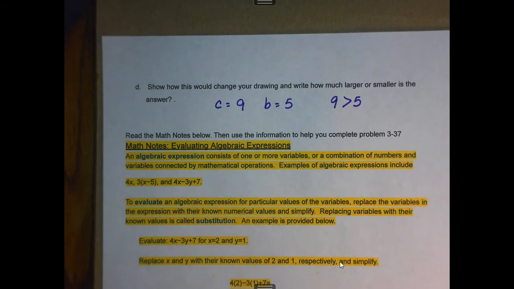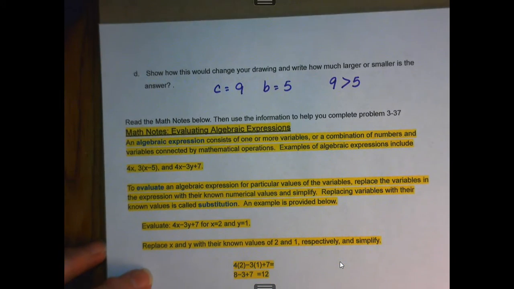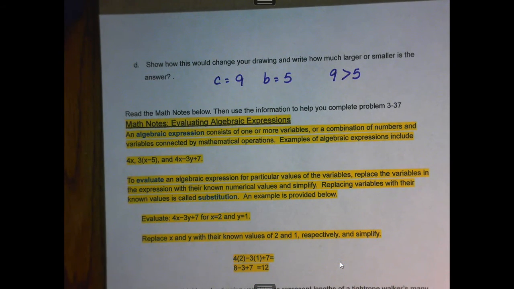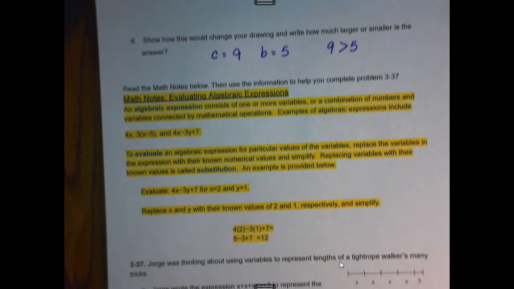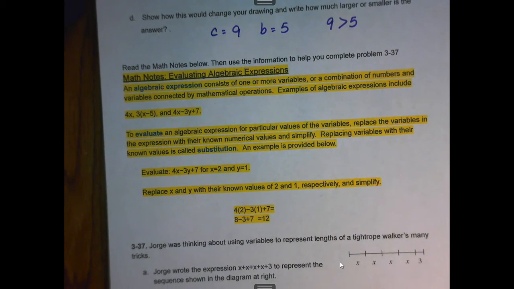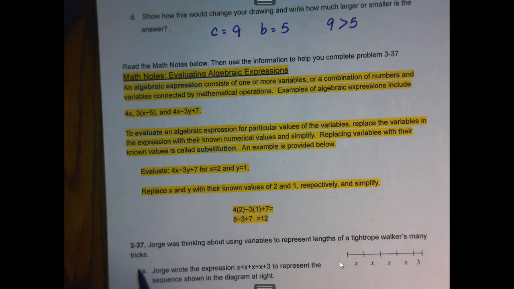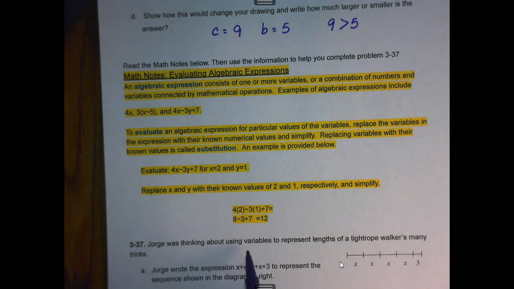The next thing that we included for you to read was the math notes. I'm hoping that you went ahead and read the math notes. This is actually evaluating algebraic expressions. You saw some of these on your last unit formative quiz last Friday. And we have a kid named Jorge, and he was thinking about using variables to represent lengths of a tightrope walker's many tricks. He wrote the expression x plus x plus x plus x plus 3 to represent the sequence shown at right. Does this make sense?